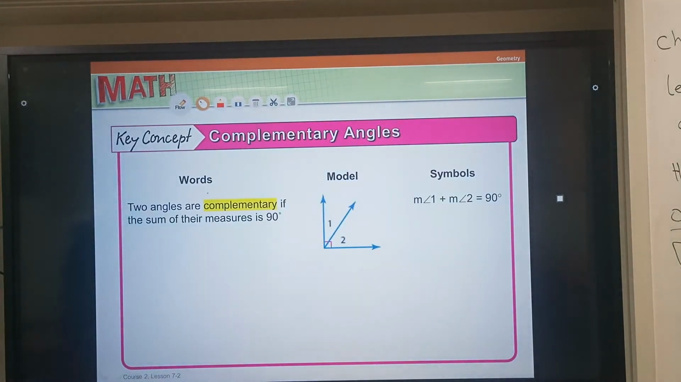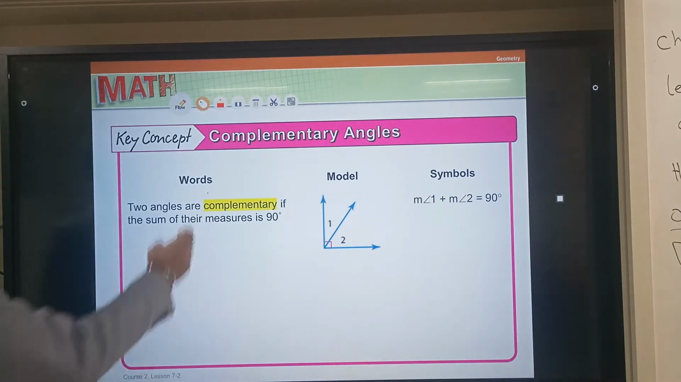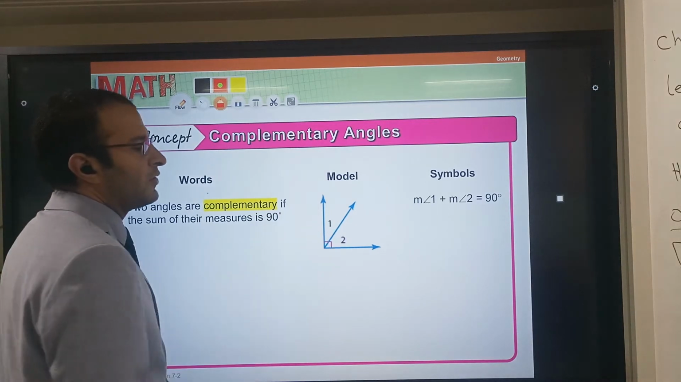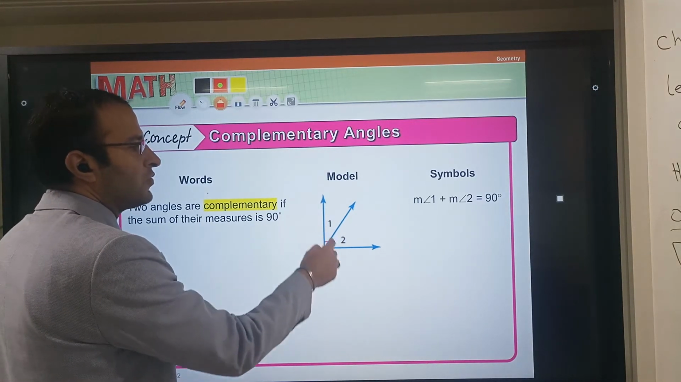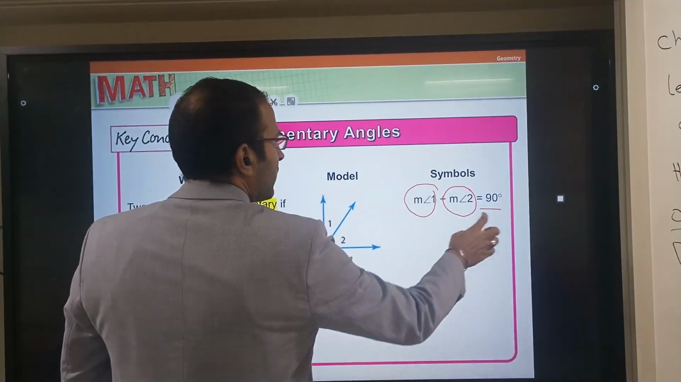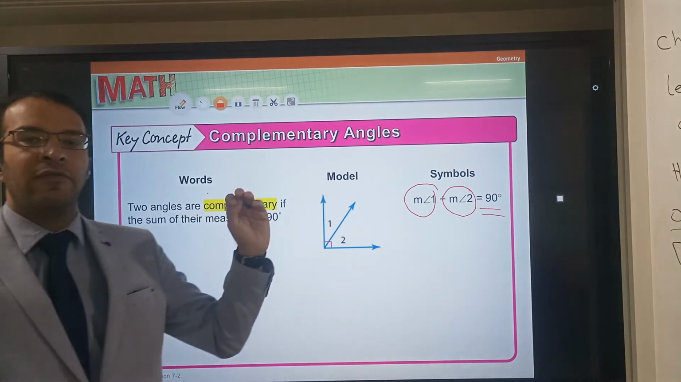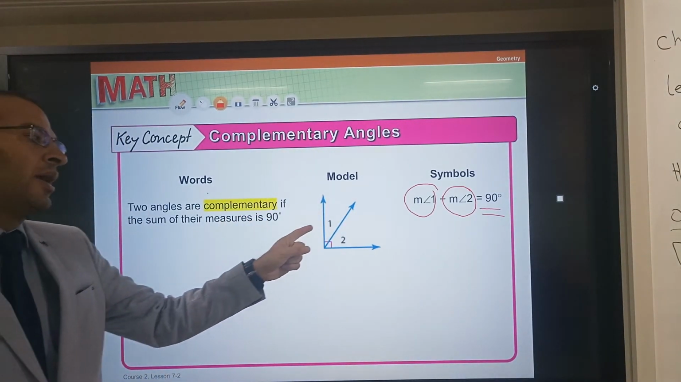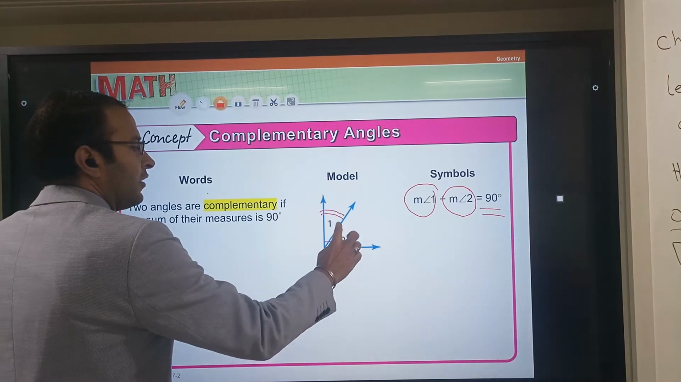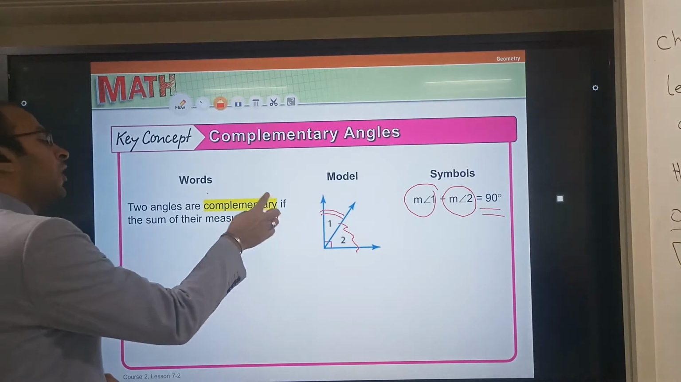Look with me. Here we were talking firstly about two complementary angles. What is the meaning of two complementary angles here, my friend? We have angle 1 and angle 2. If you add 1 and 2, the measure of angle 1 plus the measure of angle 2 must equal 90. So if I add the two angles together, angle 1 and angle 2, they are complementary.